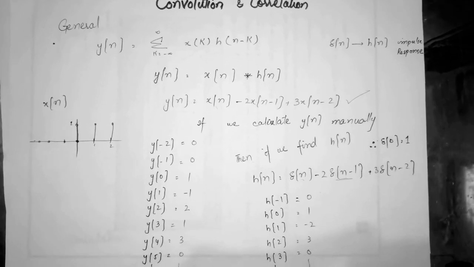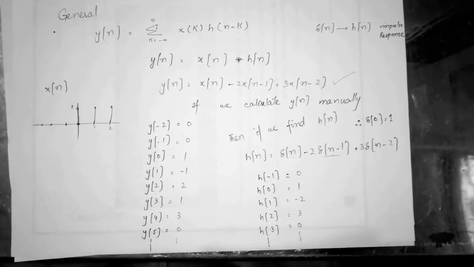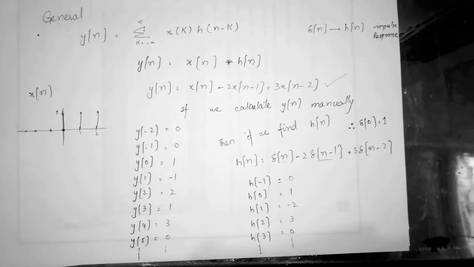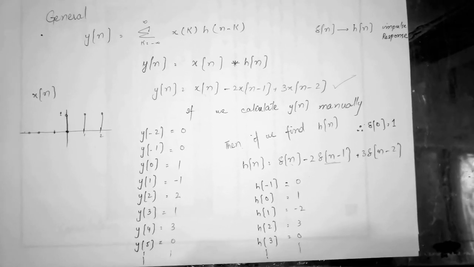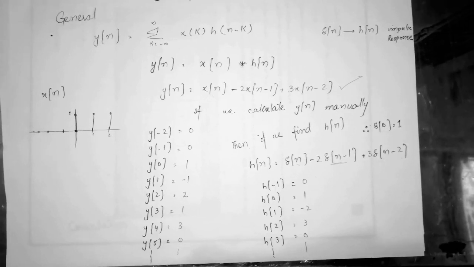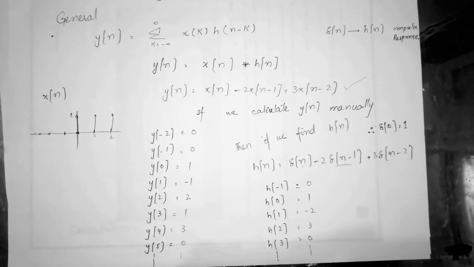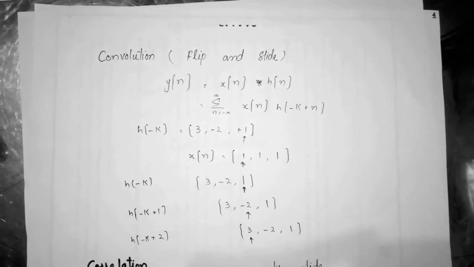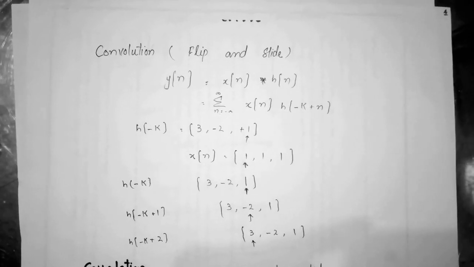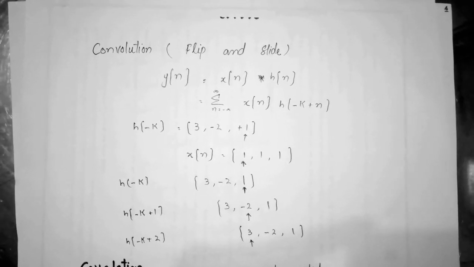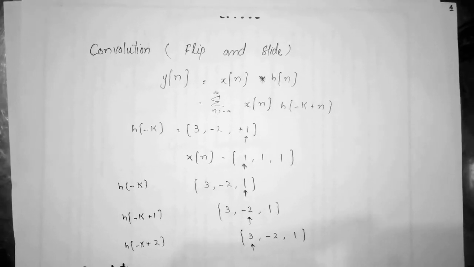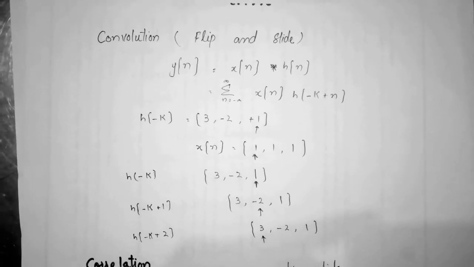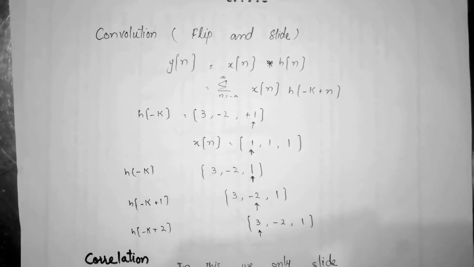If we calculate y[n] manually, then we have a lot of calculations. If we find h[n], we have the following series of numbers, with h[n] from minus 1 to 3 and y[n] from minus 2 to 5. In convolution we have to flip one of the signals. For example, here we flip the h[n] signal and then slide it towards the other side and multiply it with x[n] to get the output y[n]. It is an example of this type of convolution.